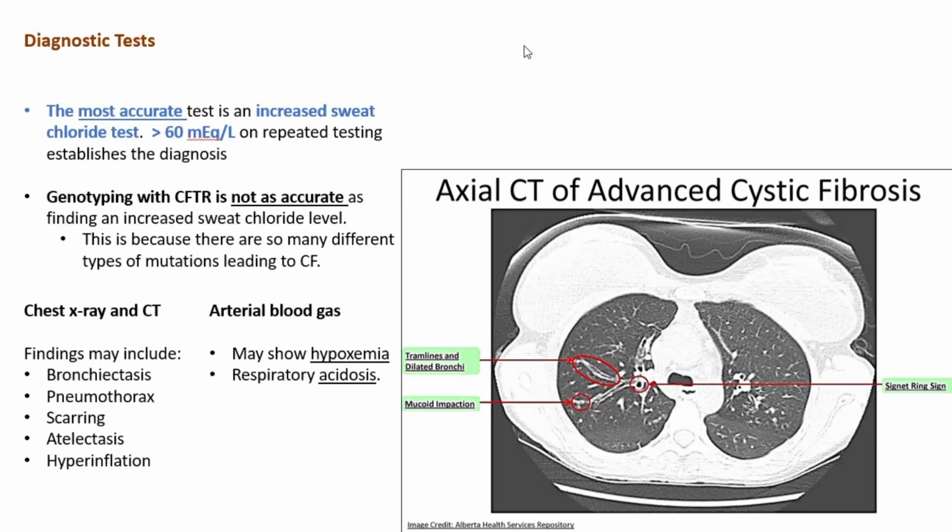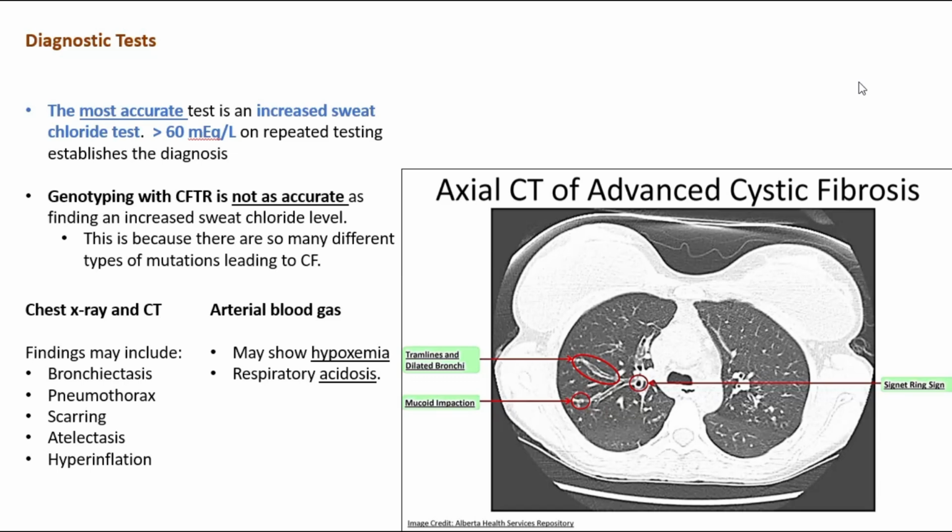Now, how do we diagnose cystic fibrosis? The most accurate test is an increased sweat chloride test. More than 60 milliequivalents per liter on repeated testing establishes the diagnosis. Genotyping with CFTR is not as accurate as finding an increased sweat chloride level, because there are so many different types of mutations that lead to cystic fibrosis.